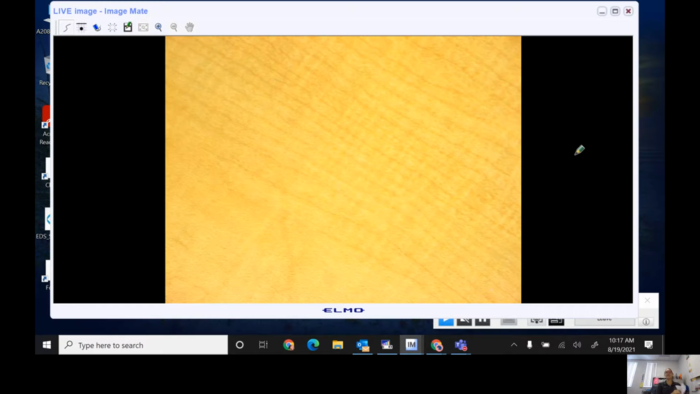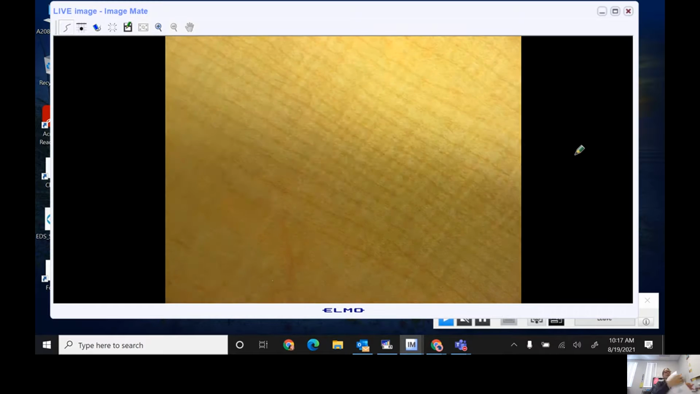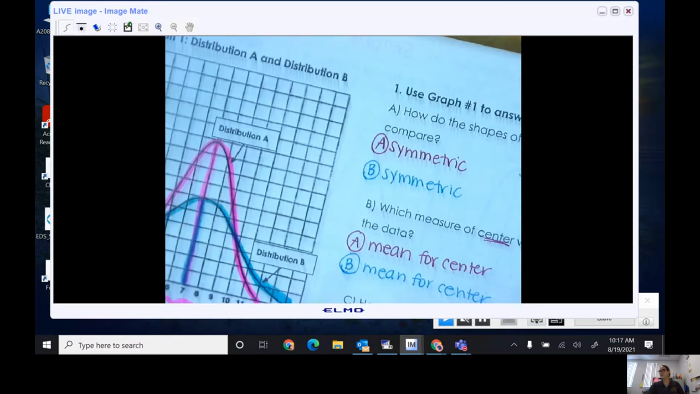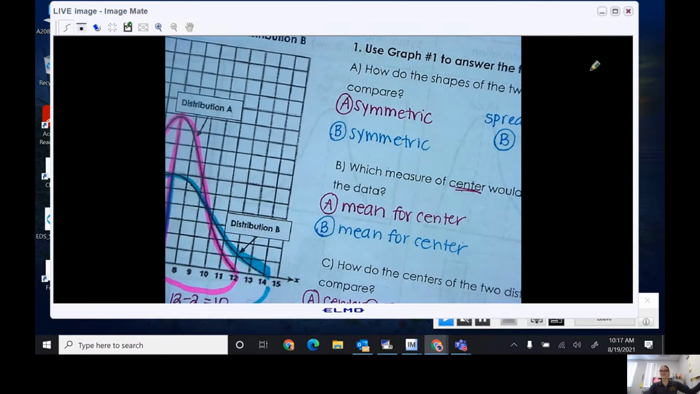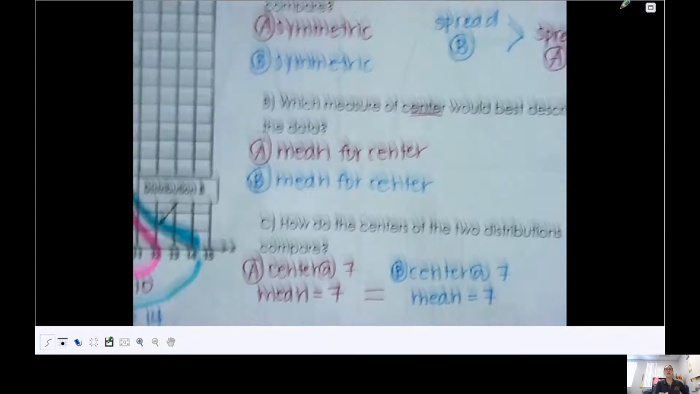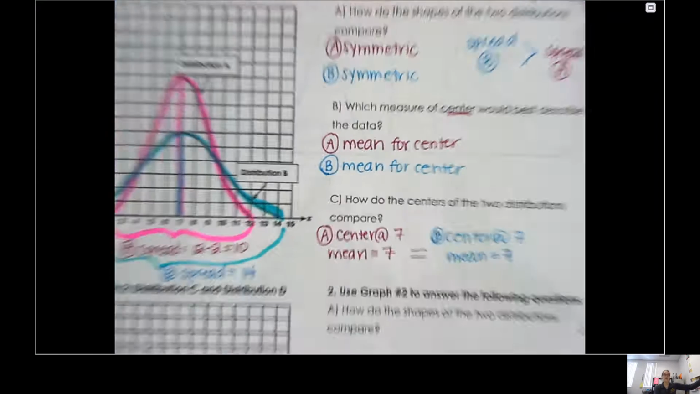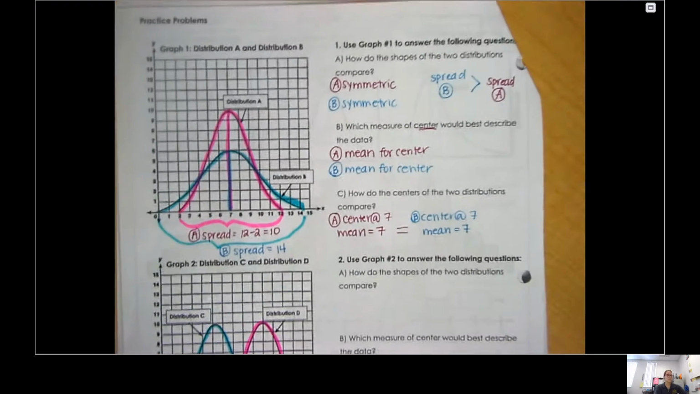So let's finish up this packet today, because if we get everything done today, then tomorrow's going to be way more chill. You're going to like it. Okay, so we are on this second one here. We did graph 1, and I asked you guys to do graph number 2.